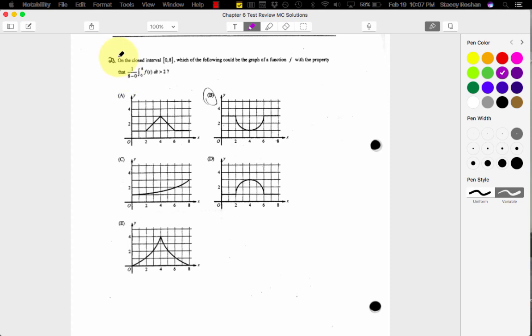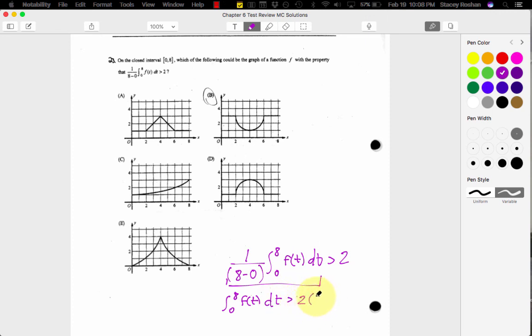This one's really cool. They're telling you that 1 over 8 minus 0, integral from 0 to 8 of f of t dt is greater than 2. You might recognize this as the average value of the function between 0 and 8. But one other way to think about this is just let's multiply both sides by the 8 minus 0. So that would mean the integral from 0 to 8 of f of t dt is greater than 2 times 8 minus 0. Why am I leaving it as that 8 minus 0?